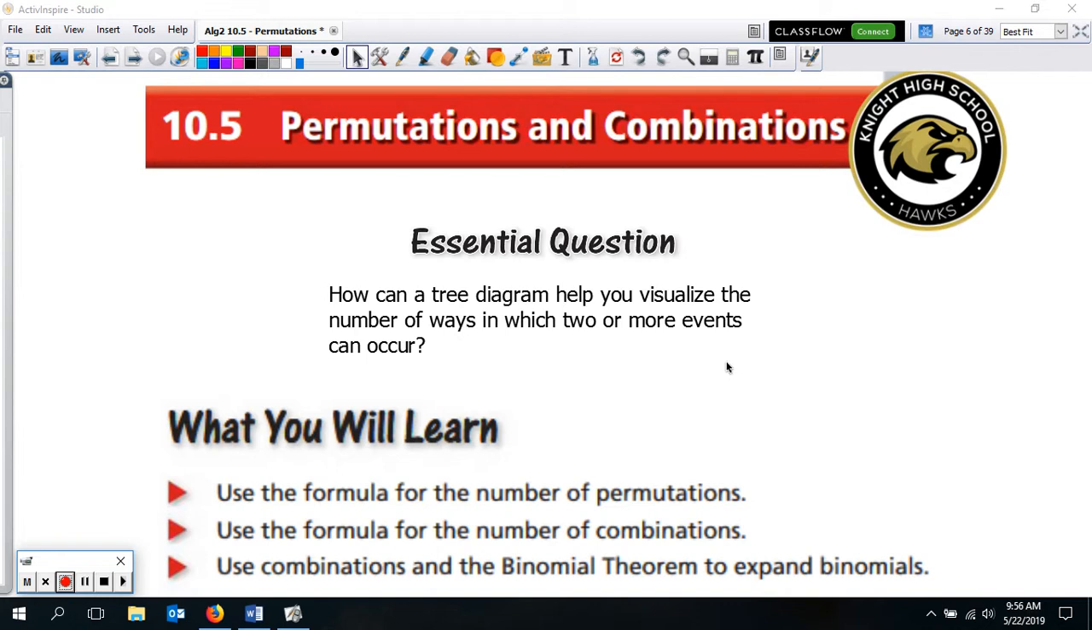Hey everyone, so here we are with 10.5, which is titled Permutations and Combinations. We're just going to be looking at the number of ways we can pick and choose something. We're also going to be looking at what's called the binomial theorem and expanding binomials at the end of the lesson. First, let's look at a quick cartoon of the day.